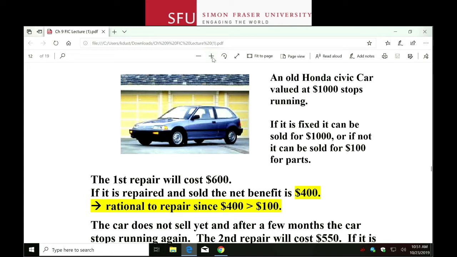Or you can think about the total costs and benefits of the situation, in which case you would include the sunk cost. So this second repair will cost $550. Now, if you do this second repair, what will be your total cost, including the sunk cost?